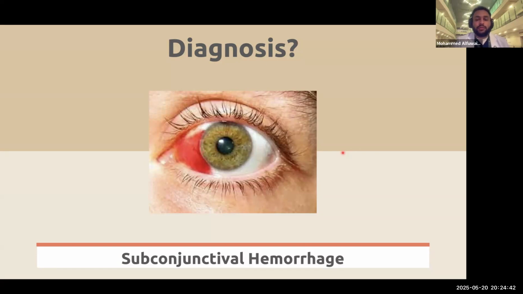Valsalva maneuver. Good. So when they do any movement that is Valsalva related, for example, lifting something heavy, sneezing, coughing, this can cause subconjunctival hemorrhage. Other than that, rubbing the eye is good, very excellent. Another thing is hypertension. That can cause subconjunctival hemorrhage. In this case, there's nothing to worry about. It will go away. Don't worry.